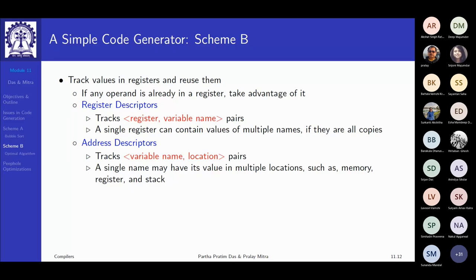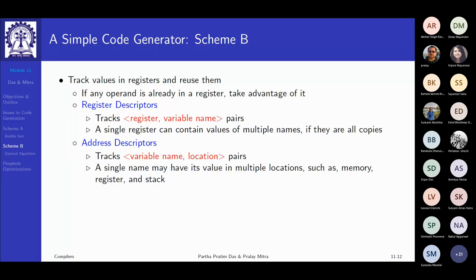The other that we have is kind of the reverse, which is an address descriptor. In the address descriptor, we have a variable and the location where the variable is available. A single variable may be available in multiple locations. For example, I have done a load. Before the load, the variable was available in the memory. It had one location. After the load, the variable is available in the memory as well as the register into which I have loaded it.